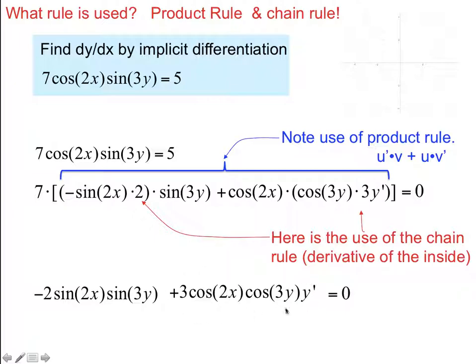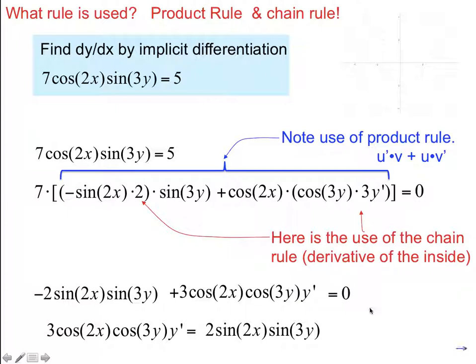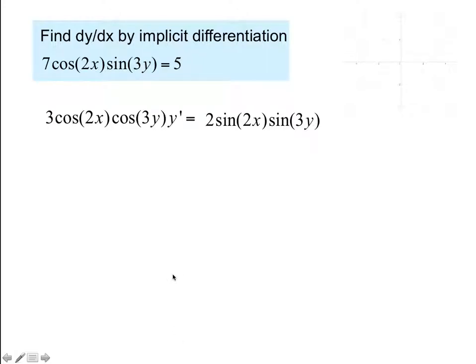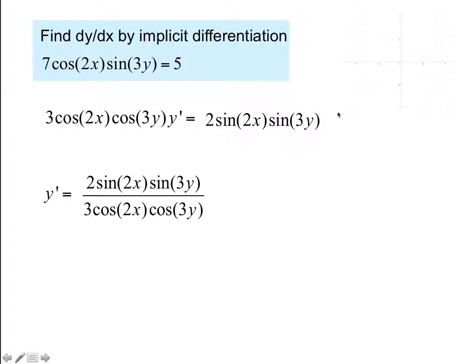Okay, this is the y prime term. This is going to stay here. This term needs to be moved over to the other side. So that's going to become positive. And then I'm going to divide by 3 cosine 2x cosine 3y. Okay, so this is where we were on the last page. So when I divide by 3 cosine 2x cosine 3y, I get this. This is the top, that's the bottom. So here's our derivative.